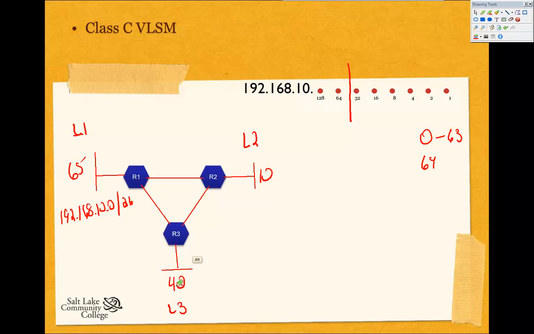Next network is down here. It's the 40. So we need 40 users. Well, how many bits do we need for 40 users? So 2, 4, 8, 16, 32, 64. Well, we're going to have to use it again. So we're going to use the next network segment. We're going to stick with the blocks of 64. So we're going to go to 128. We're going to say that the 64 to 127 will be applied or assigned to LAN 3 down here. So let's go ahead and put that in there.